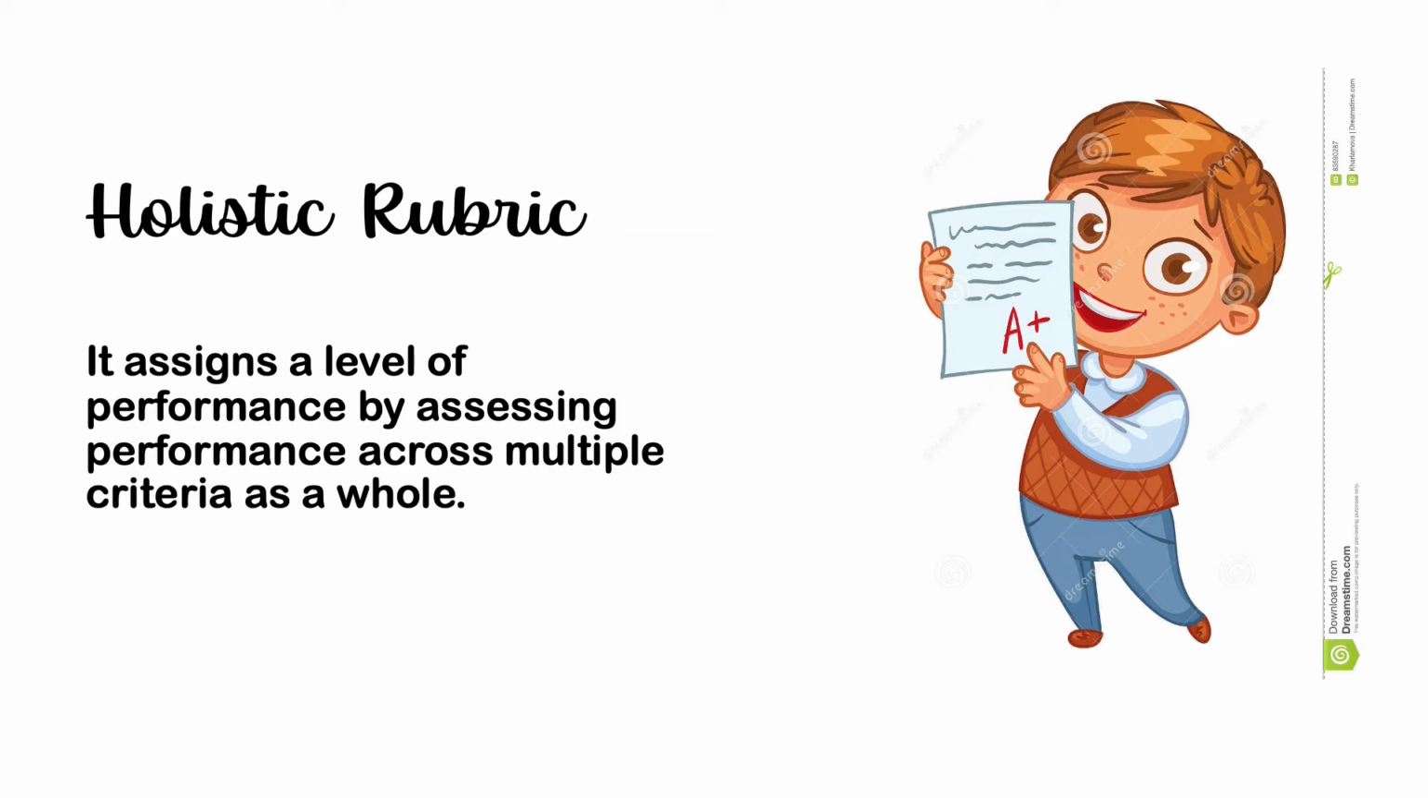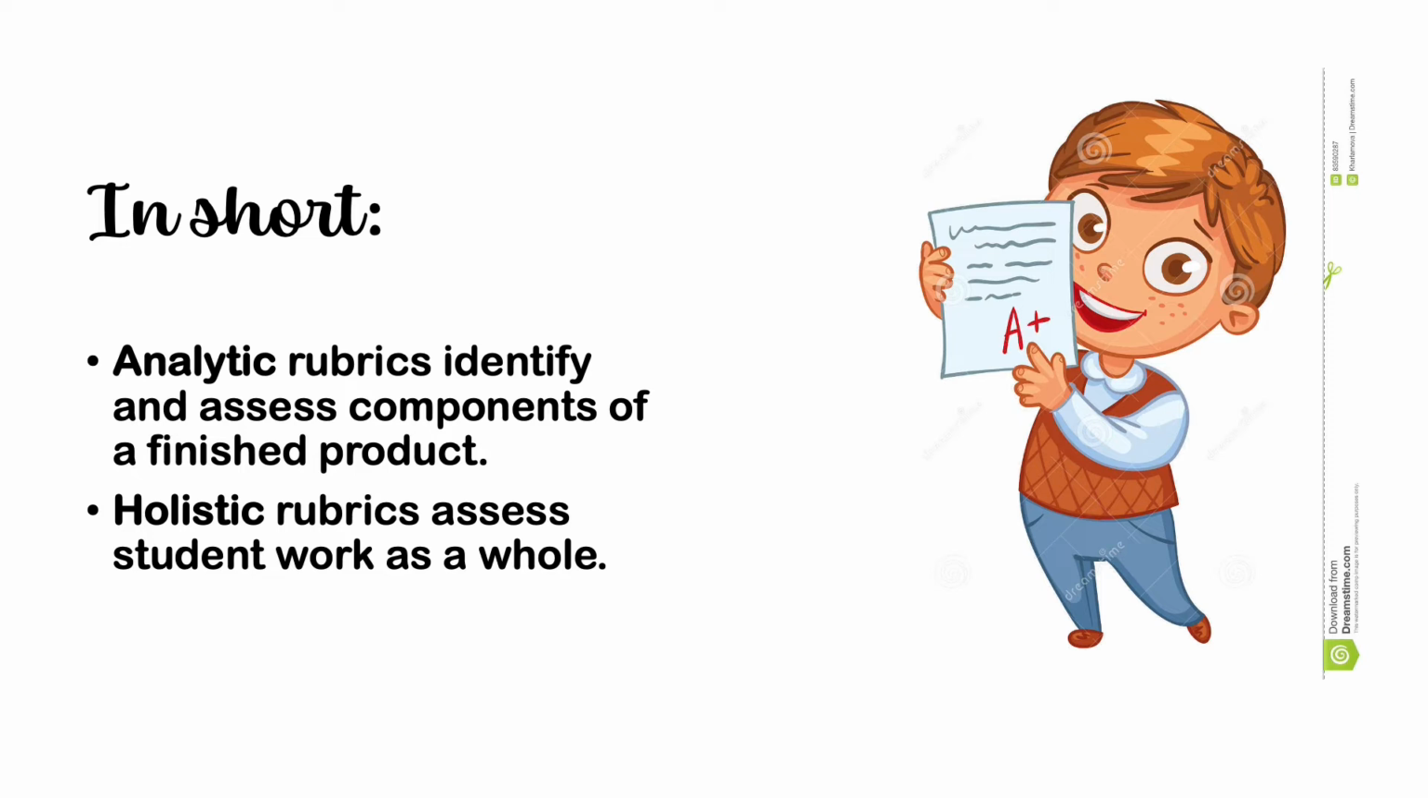Now, what is a holistic rubric then? It assigns a level of performance by assessing performance across multiple criteria as a whole. It is used when quick or gross judgment needs to be made, if the assessment is a minor one, such as a brief homework assignment to quickly review a student's work. So, again, in short, analytic rubrics identify and assess components of a finished product. Okay? While holistic rubrics assess students' work as a whole.